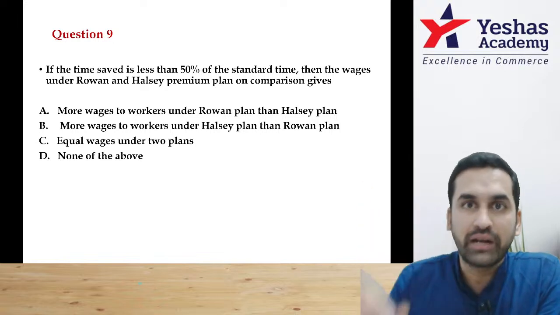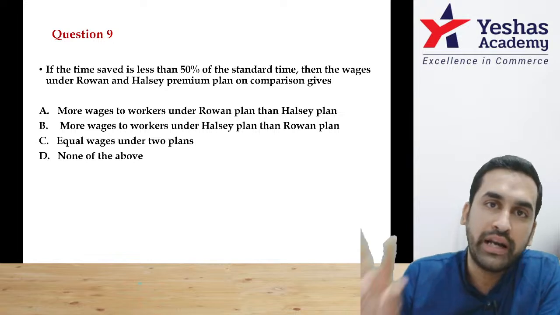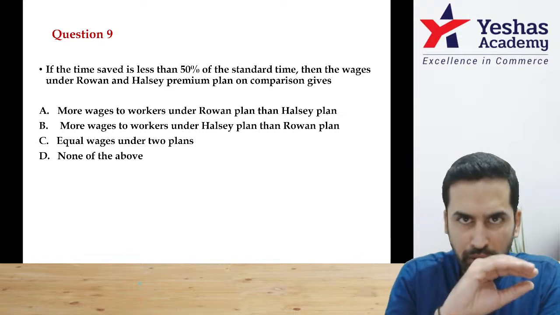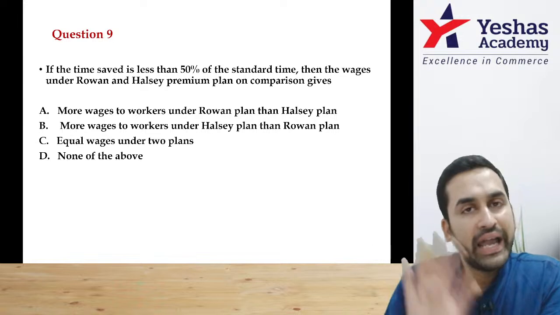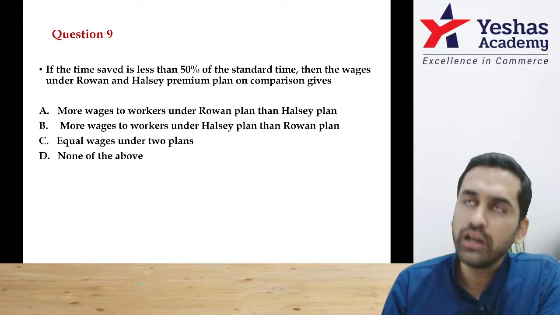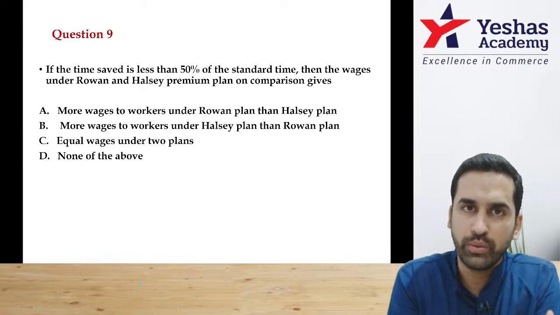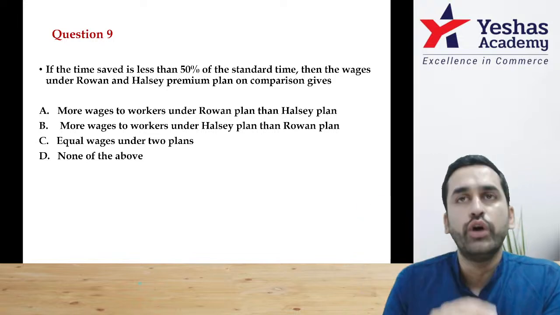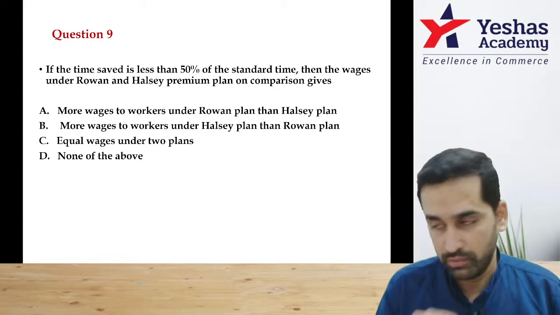Into inside bracket, what you have? Time saved into hourly rate. That is anyway same. TS into HR. Anyway, it is same. Correct. So what is the only difference between Halsey and Rowan? Halsey says 50% fixed. Rowan says it is proportionate.